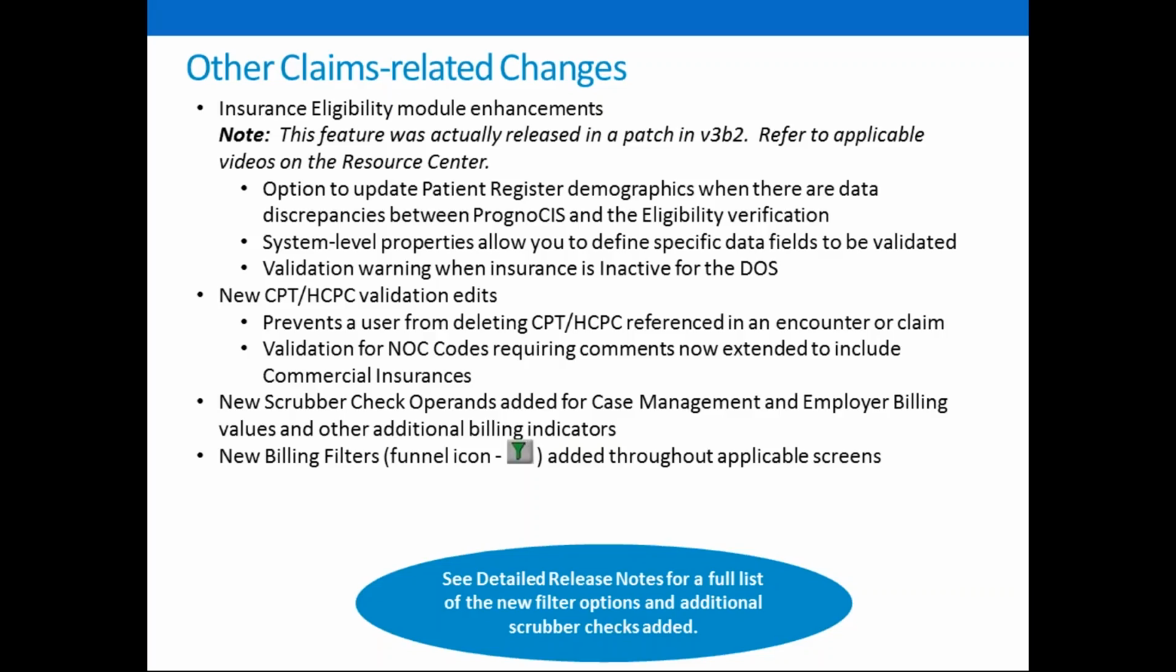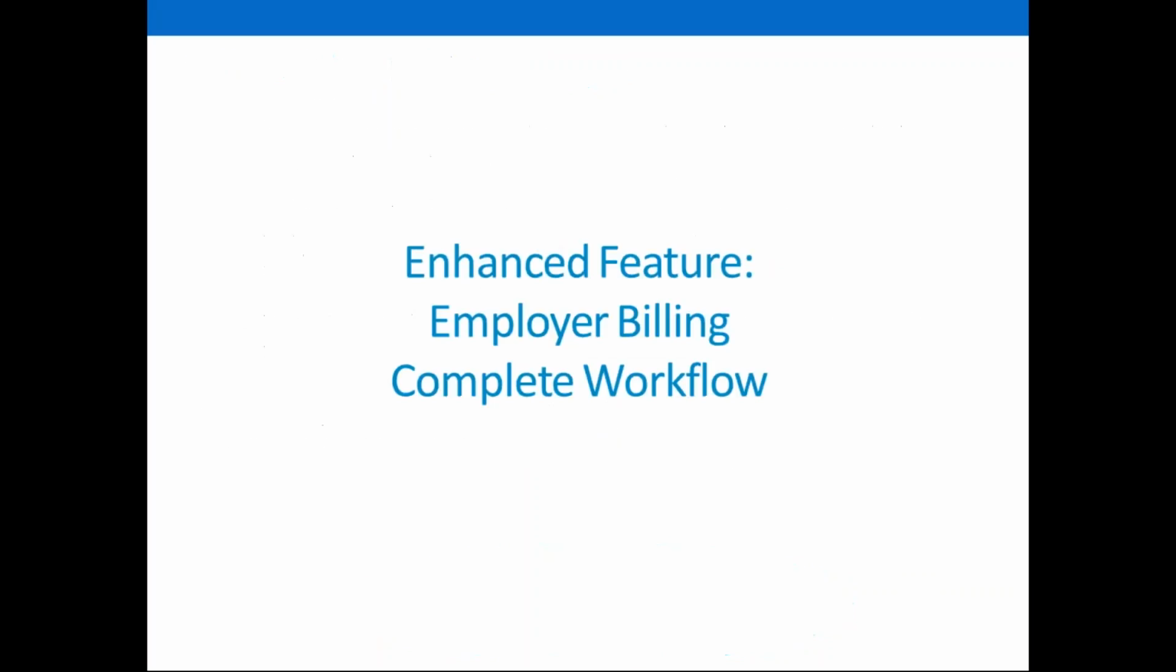We've added additional scrubber check operands for the case management and employer billing values, as well as some additional claim indicators on your funnel for when you're setting your filters. And as noted at the bottom, if you need to know specifically the new funnels, the new operands, the detailed release notes will include those. So those are the system level claim-related changes.